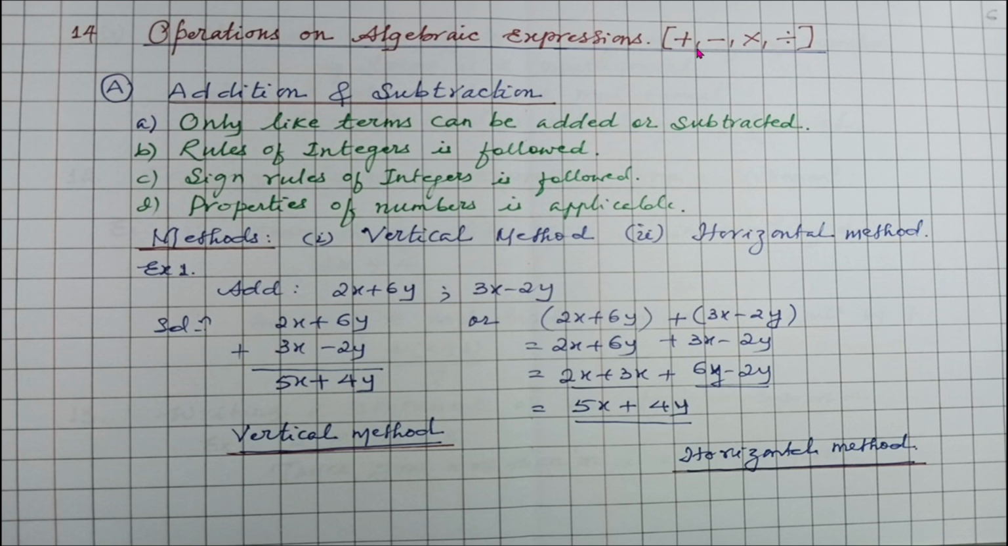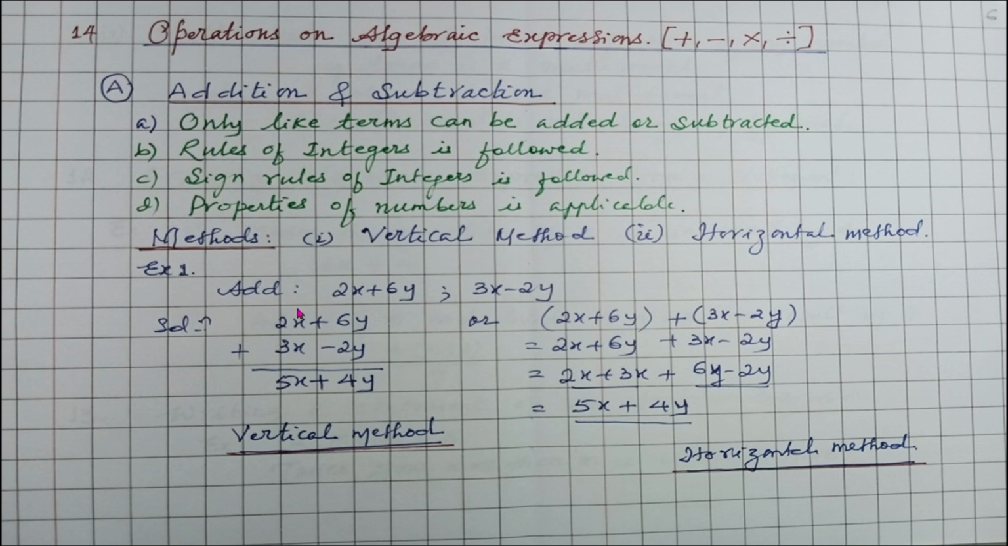Now, operations on algebraic expressions. When we say operations, it is addition, subtraction, multiplication and division. So let us understand the addition and subtraction of algebraic expressions. There are certain rules. Remember, only like terms can be added or subtracted. The sign rules of integers are followed, and properties of numbers are also applicable. These are the basic rules you have to remember. Now let us go for the methods of addition and subtraction. We have two methods, the vertical method and the horizontal method. So let us learn them with examples.